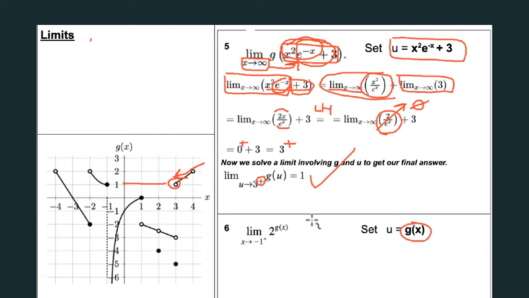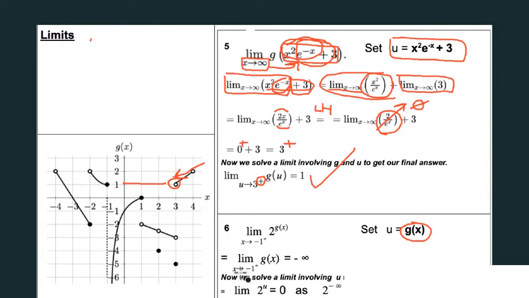And now we're going to do a limit of the inside function. So the inside function is g of x. So what we need to do is the limit as x approaches -1 for g of x, right? We want to do that inside limit first, right? Do the inside limit. Just like here, the inside limit was x squared e to the negative x plus 3. Here, the inside is g of x. So we're going to do the limit of g of x as x approaches -1 on the positive side.